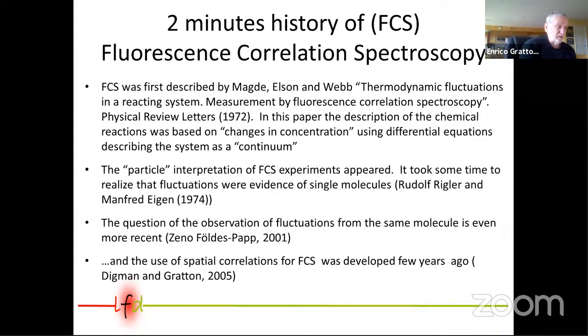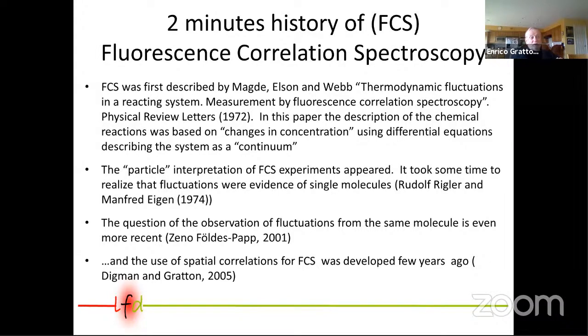Instead, the particle interpretation, so that we are measuring single particles in FCS, appeared later on, or more or less at the same time, and was the work of Rudolf Rigler and Manfred Eigen. They didn't make a big issue about it, but all their derivation and their paper talk about single particles, which is a very important concept. However, we still need one more thing, and the question is the observation of fluctuation from the same molecule.